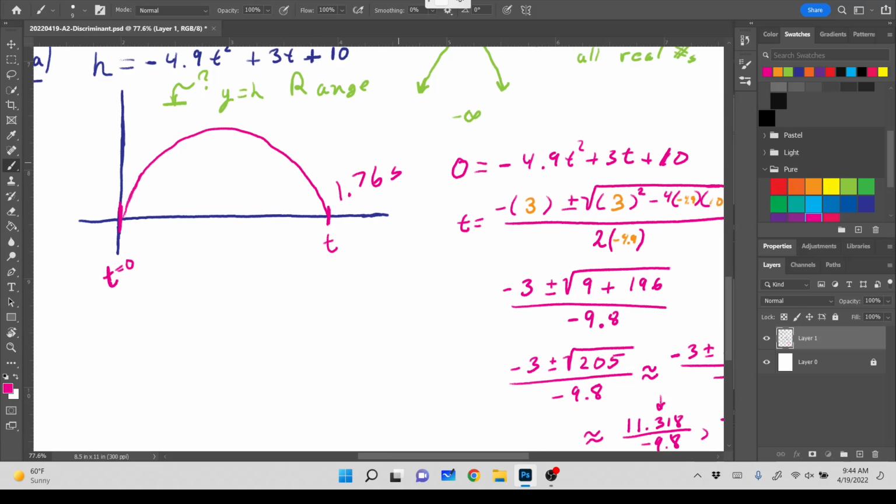Okay, so the domain on this problem, the situational domain, I guess, would be from 0 to 1.76. That's what I was saying.